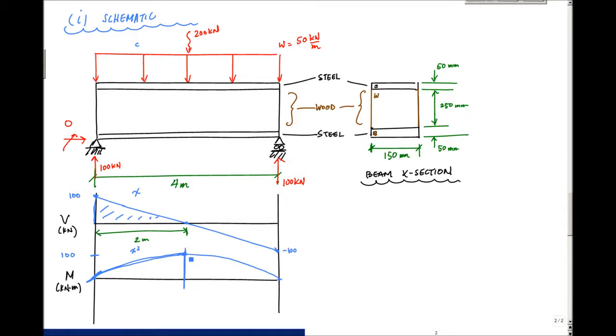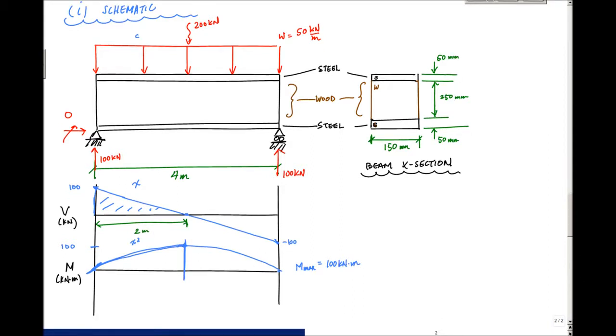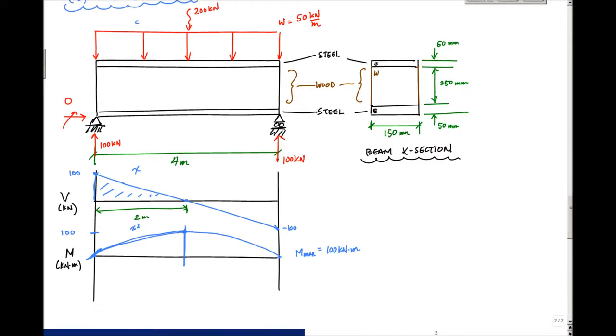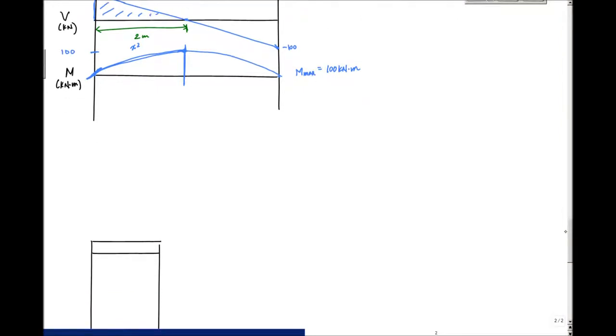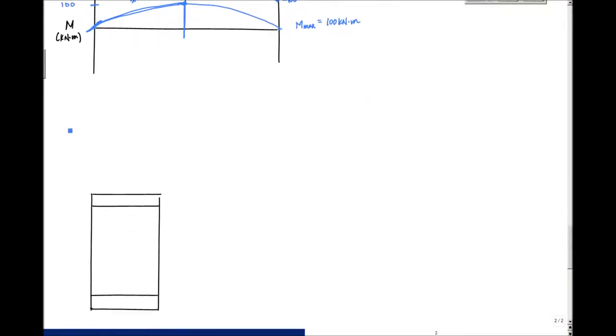So based on the shear or the moment diagram, I can say M max is 100 kilonewton meters. And that's the moment I'm going to use. So now that I have a feel for what my maximum moment is, now I want to go next and look at the cross section and transform the cross section into one material. And in this case, I'm going to transform wood into an equivalent steel, okay, or into steel here.